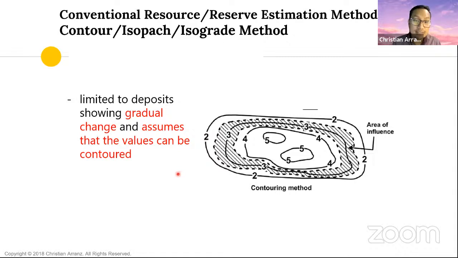Sabi ko nga, the disadvantage is it's limited to deposit showing gradual change. It has a hard time if it's very abrupt yung change ng grades. And it assumes that the values can be contoured. So, yeah, its assumption is that parang meron kang mako-cover na area na same ng grade. Pero in reality, in modern times, hindi siya ganun kasimple, no?